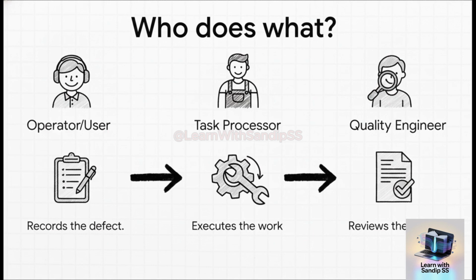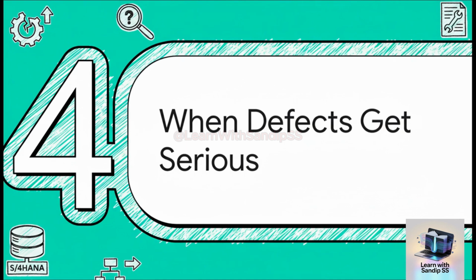And what's great is you can see it's a real team effort. An operator, maybe someone like Healy, is the one who spots the problem and logs it. They can then define a task and assign it to the right person. That person, the task processor, does the actual work. And then the quality engineer provides that crucial final check to make sure the fix was successful and meets all the standards.